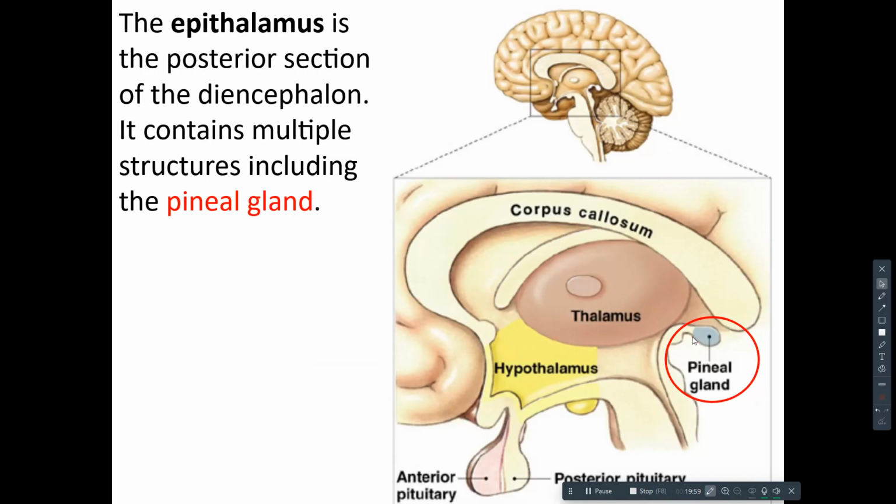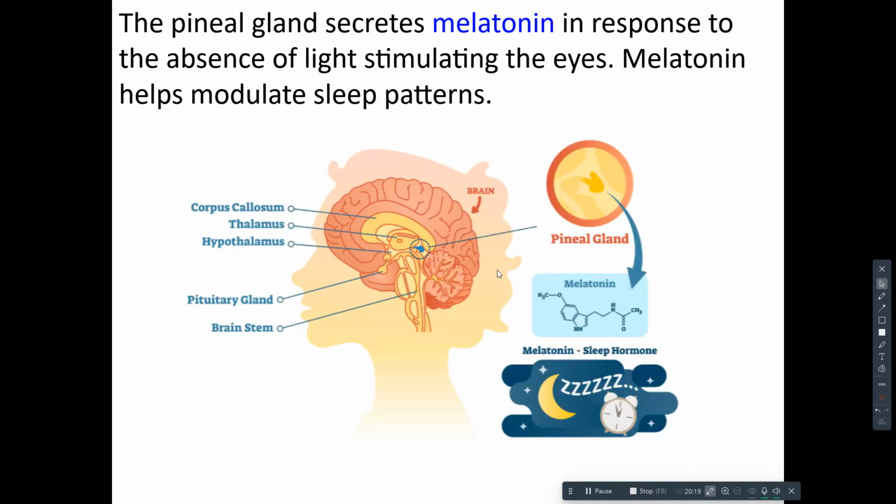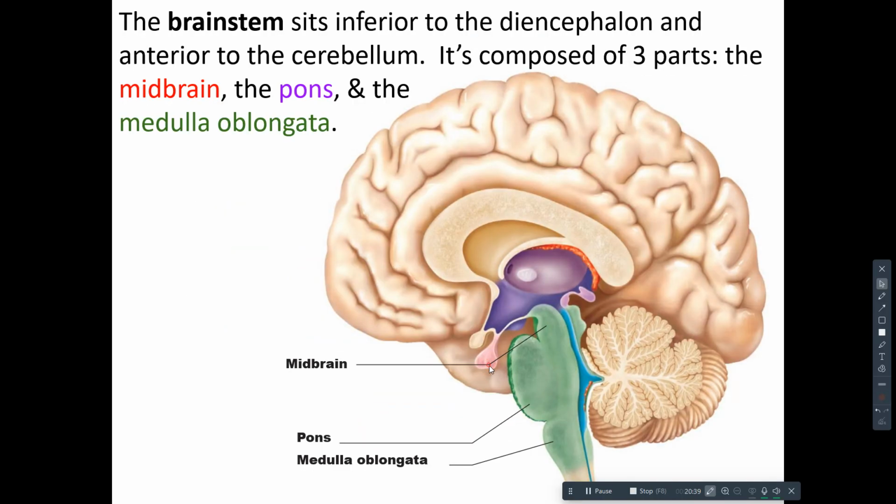Done those hormones. Now the epithalamus is the posterior section of the diencephalon, and my epithalamus has a couple different parts, but the only one we're going to talk about is the pineal gland. And there's the pineal gland sitting right there. The pineal gland, of course, we met in the lab. The pineal gland makes this hormone called melatonin. Actually the absence of light hitting your eyes promotes melatonin production, and melatonin is going to help modulate sleep patterns, sleep-wake cycles, that sort of thing. So that's the pineal gland.